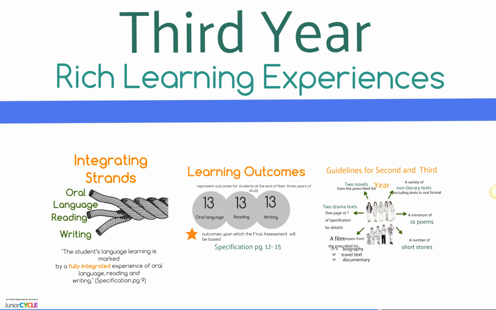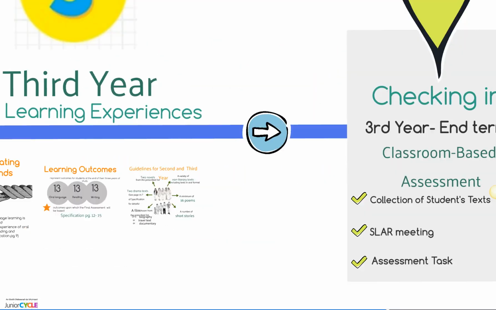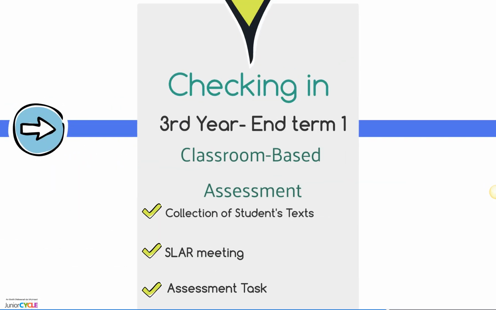Like in second year, students will continue to engage with and revisit the 3 strands with the 39 learning outcomes, and with some of their prescribed texts in third year. In this way, we are building on and consolidating the learning that's taken place over the first 2 years of junior cycle. As a result, by the time our students reach December of third year, they have had several opportunities to engage with teaching, learning, and assessment opportunities that are concerned with the development of their own collection of students' texts.